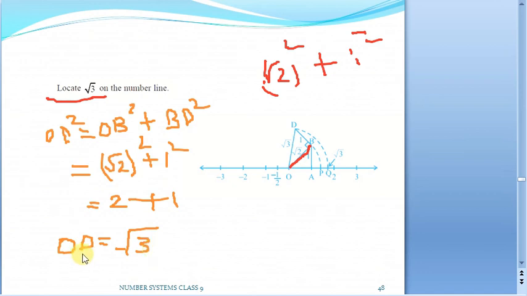Why? Because OD square means root 3 into root 3. It will be 3. So that is why OD will become root 3. Now OD will be root 3 units. Just as you have done in the earlier example, the same thing you will do here. Place the tip of the compass at this point and the tip of the pencil at this point. Draw an arc with OD as the radius towards the number line. It will, let us say, intersect the number line at Q. This will be the exact location of our root 3.